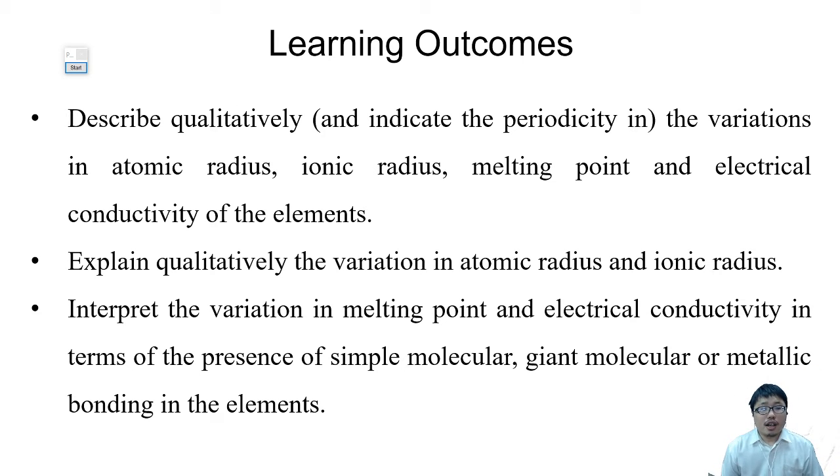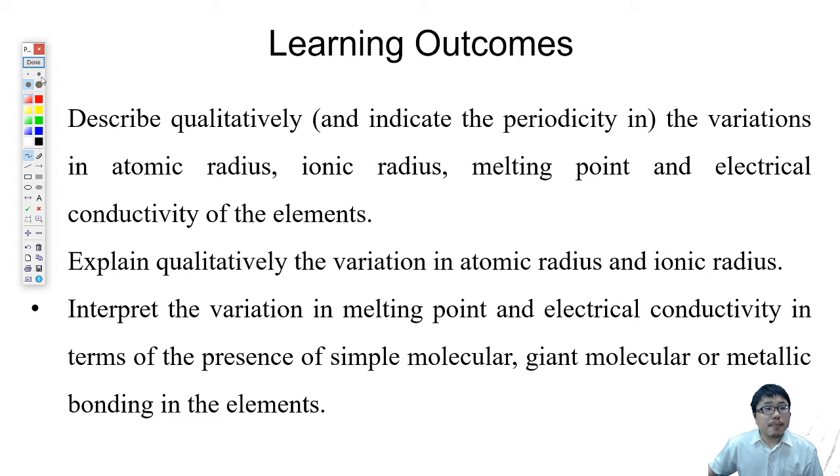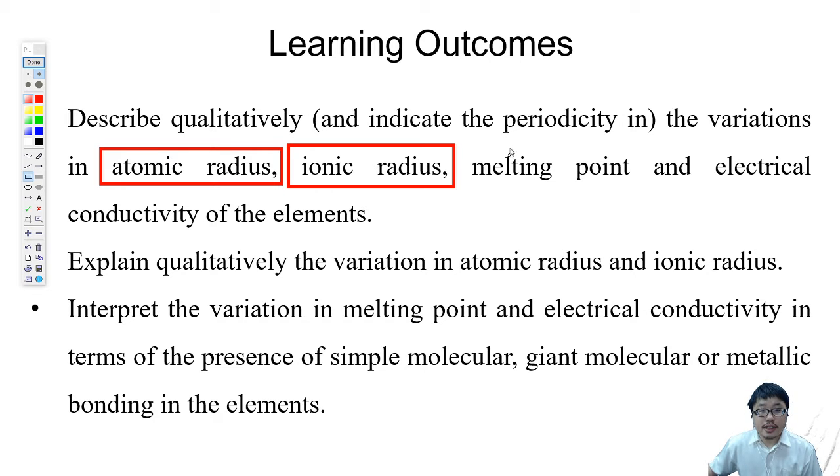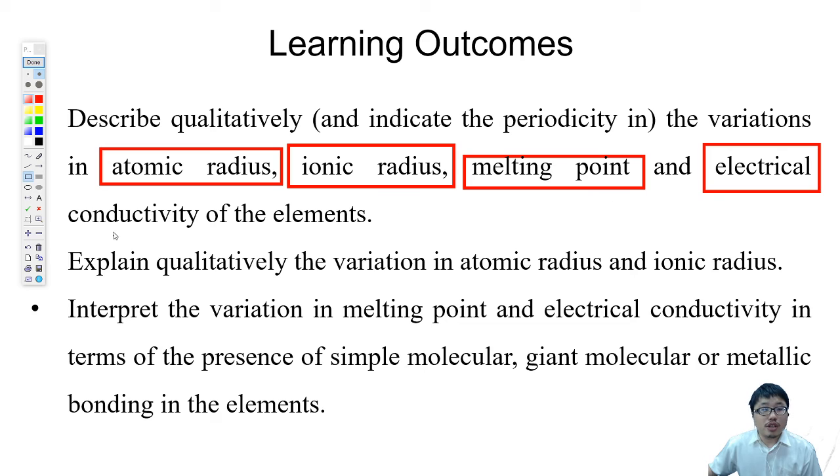Now, for the learning outcomes, we are going to learn about atomic radius, ionic radius, melting point, and electrical conductivity of elements of period 3 only.